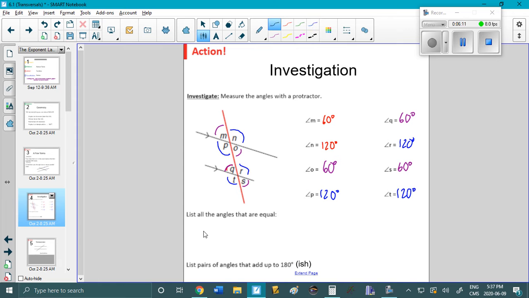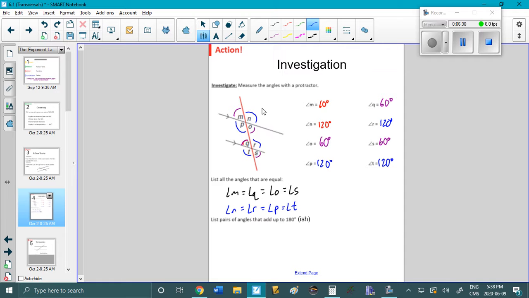So angles that are equal. So angle M equals angle Q equals angle O equals angle S. And angle N equals angle R equals angle P equals angle T. Now, they want us to list pairs of angles that add up to 180-ish. Now, because I did this for you, that's going to be exact. In class, usually students can be off by a degree or two.